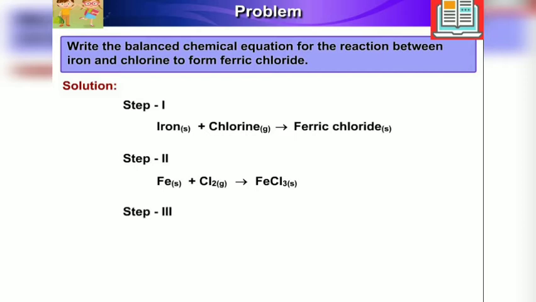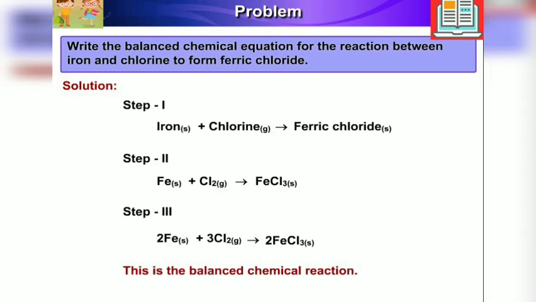Step 3. 2Fe in solid form plus 3Cl2 in gaseous form gives 2FeCl3 in solid form. This is the balanced chemical reaction.